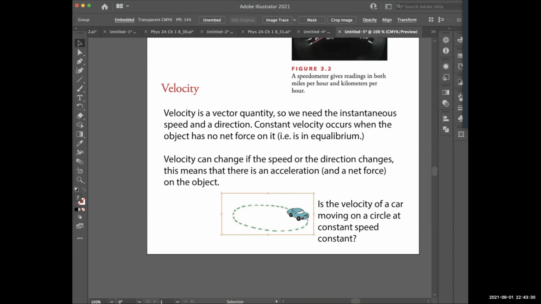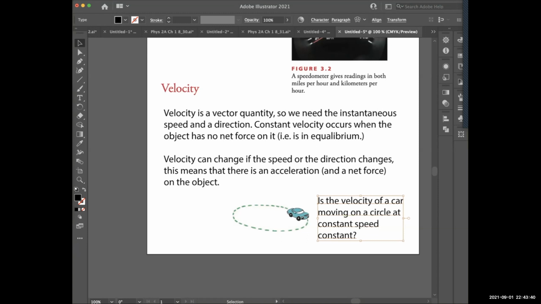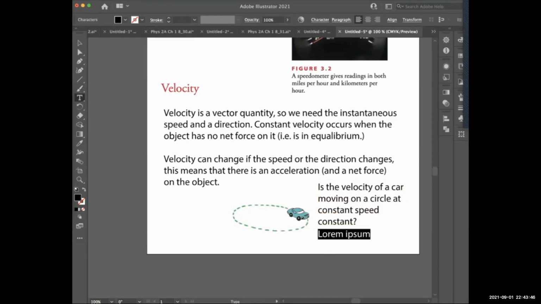No. Why? And you're right. Why? Because you're constantly turning, you're changing your direction. Exactly. Yes. The direction is constantly changing.